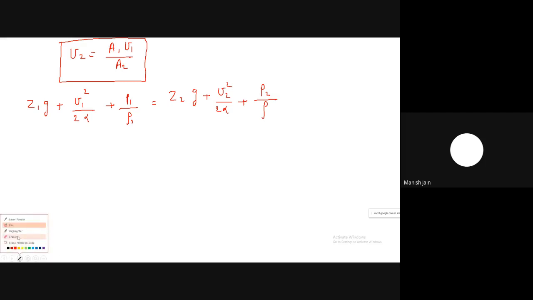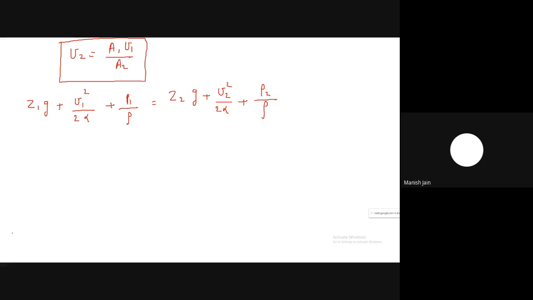Z1 G plus V1 square by 2 alpha plus P1 by rho should be equal to Z2 G plus V2 square by 2 alpha plus P2 by rho. Okay. So first we have done the material balance. Now we are doing the mechanical energy balance. Bernoulli equation is nothing but the mechanical energy balance.